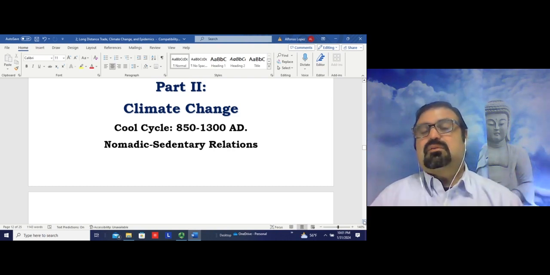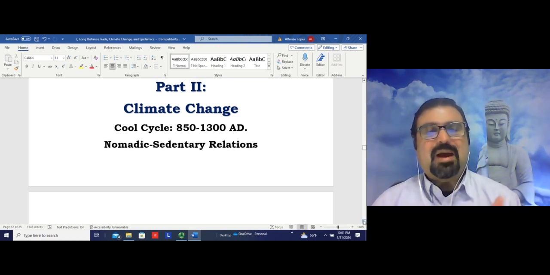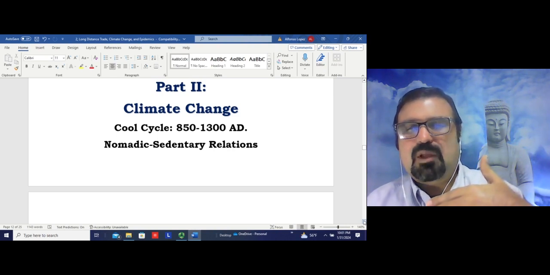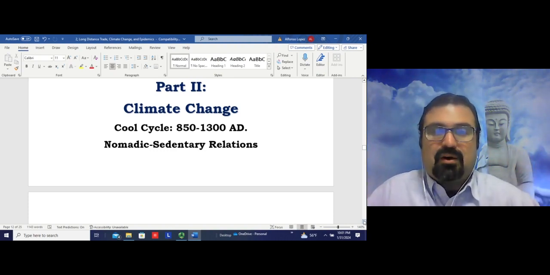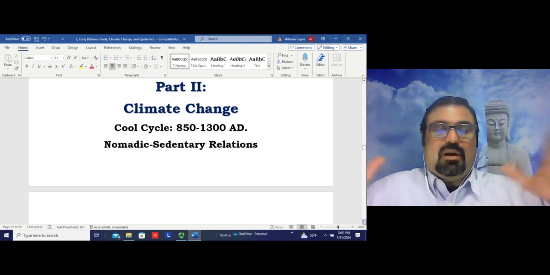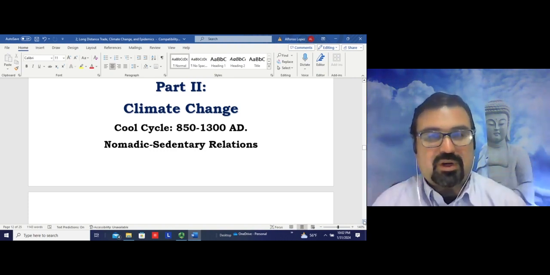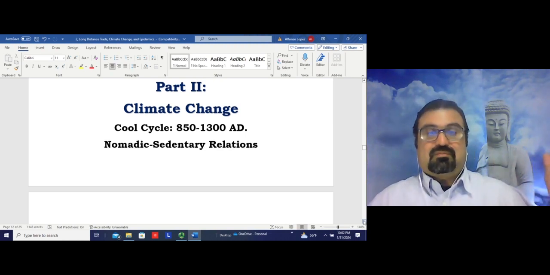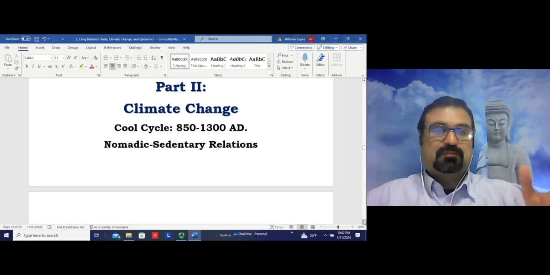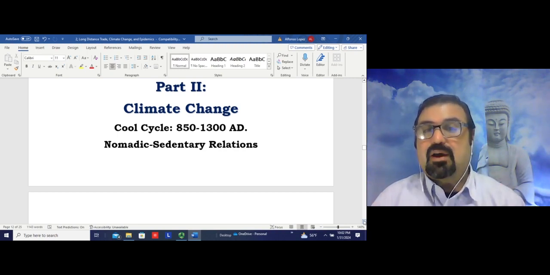Now, when the cool cycle hit the globe during this time, the relationships between the nomads and the sedentary groups were altered significantly, because now the nomads are not producing enough animals because there's not enough rainfall to feed their sheep or goats or cattle and so on, whatever they were grazing. We have a decrease of rain, and so their animal population is also going to decrease as well. So they're not going to have this overabundance of resources to trade with or to survive from as well. Okay? So their animal population is on a decline, and they're going to become very anxious and very nervous as well.